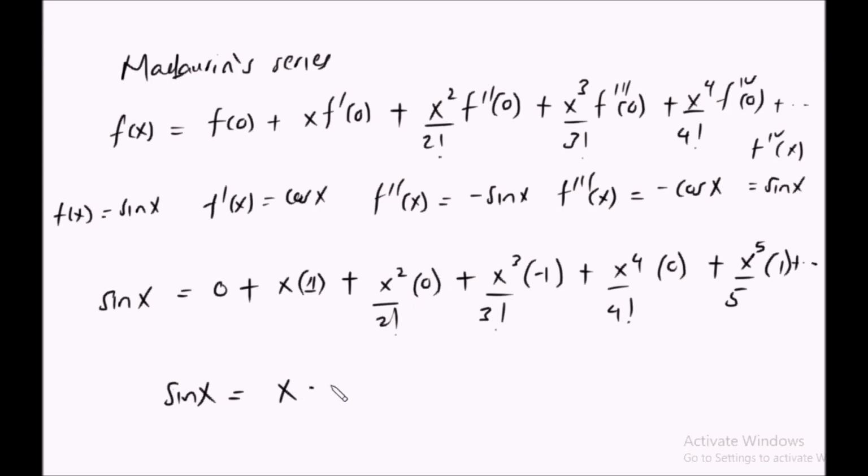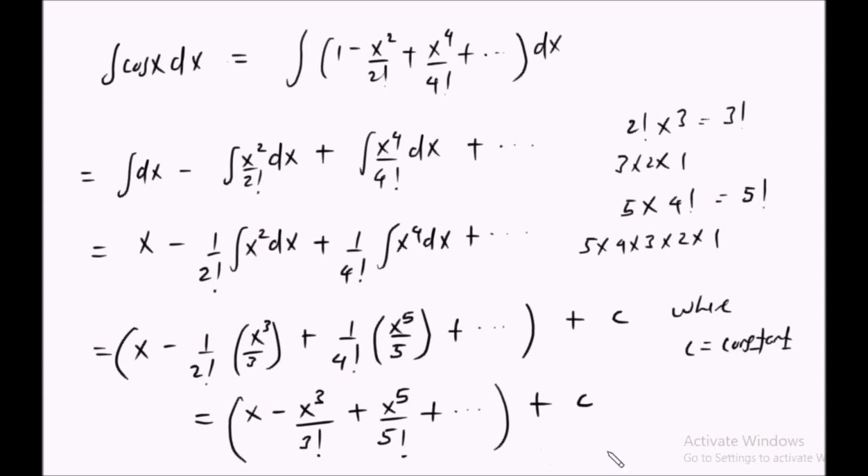So hii negative itakuwa hivi plus, hii ni 0 achana nayo, so plus, hii hapa ni x power 5 over 5 factorial na kuendelea. Have you seen this expression before? Yes. Where? Hapa. So when we integrate ile cos of x, tuja kupata huyu.